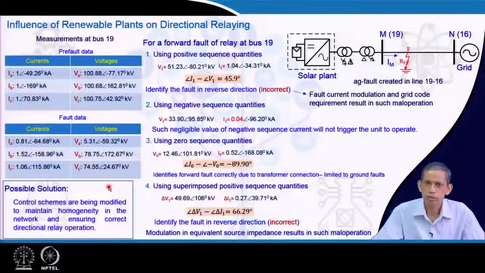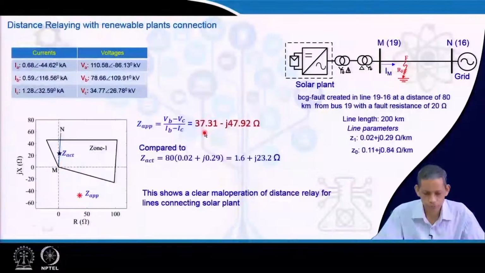Another, more generic solution for other types of faults: some literature suggests that the control schemes embedded here should be modulated, so that the conventional directional element can still hold good. That is, the angle between voltage and current during fault situations still holds good, as you find for the normal synchronous generator based approach.